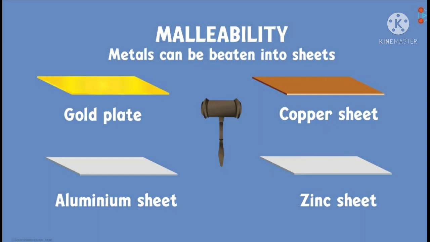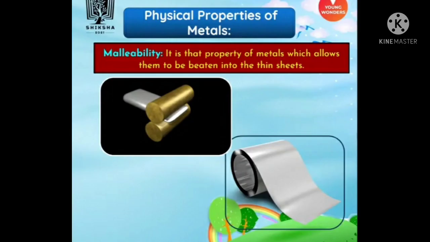Next property is malleability. Children, how are huge aluminium plates or sheets of copper or zinc made? If we take a hammer and beat them, they turn into sheets. It is an important property of metal that it can be beaten into sheets. We call this property malleability of metals. Most metals can be beaten into thin sheets. The property of metals by which they can be beaten into thin sheets is called malleability.